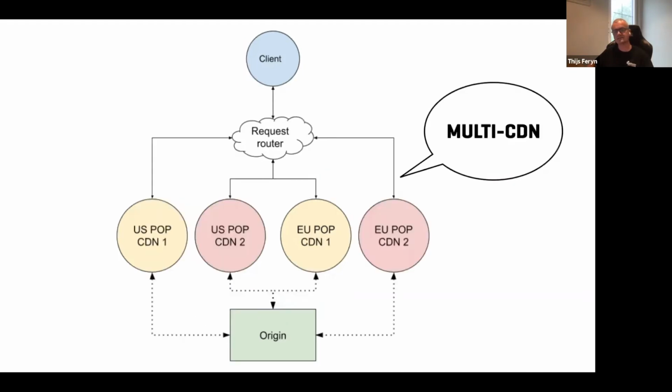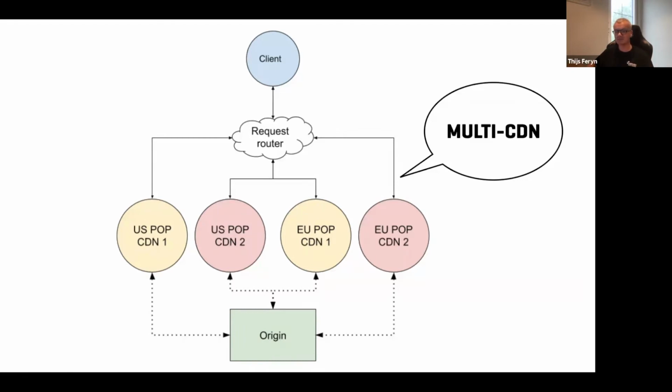Here's the next one, multi-CDN. Let's assume you don't trust or you can't risk putting all your eggs in one basket and you decide to have multiple CDNs next to one another. They could be in an active passive setup, which means all your traffic goes to CDN 1, except if a POP or the entire CDN goes down, then your secondary CDN starts kicking in.